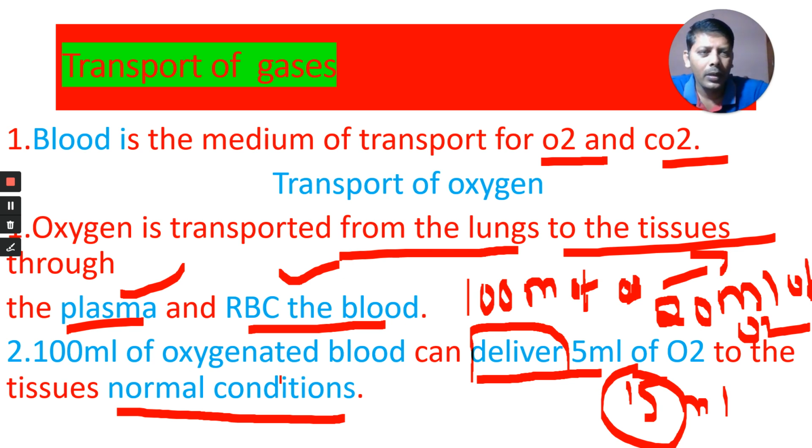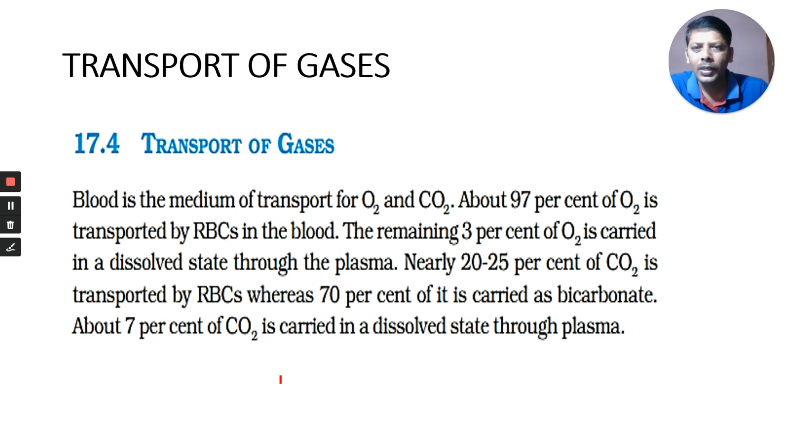That means not all the oxygen possessed by oxygenated blood is delivered to the tissues. If the tissues' demand increases, for example if you start doing exercise, your oxygenated blood has to give more oxygen to your tissues. That's why it is keeping some amount of oxygen in reserve. You have to remember that. Transport of gases is given in the NCERT textbook: blood is the medium of transport for oxygen and carbon dioxide.